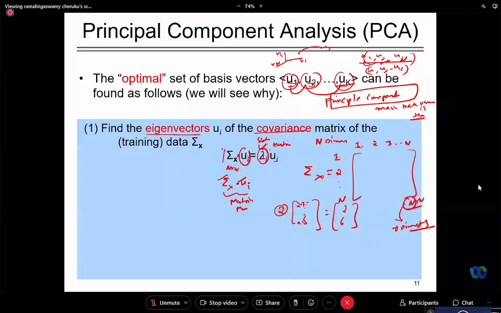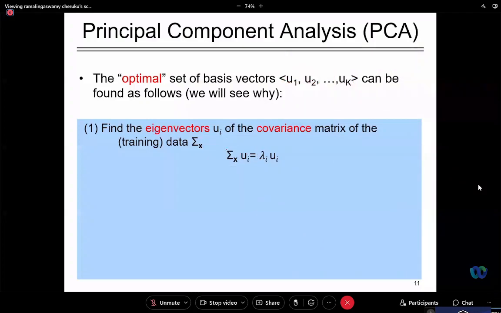So if I want to simplify this, what do I have to do? You have to apply the determinant, then this will convert into the determinant of sigma x minus lambda into I is equal to 0. If you solve this equation, you will get the lambda values: lambda 1, lambda 2 up to lambda n. What are these lambda 1, lambda 2 and lambda n? These are called eigenvalues.